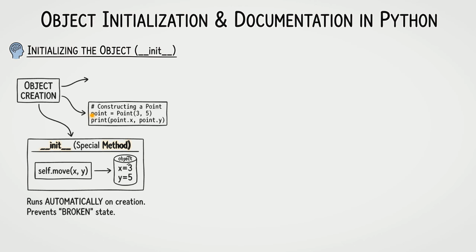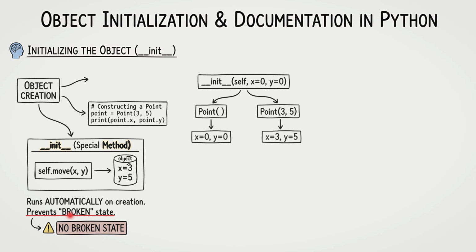When you write something like point equals Point(3, 5), Python immediately looks for the __init__ method. By putting the logic self.move(x, y) right inside __init__, we force whoever is using our code to provide those coordinates the moment the object is instantiated. This completely prevents that broken state. The object is immediately loaded with its data like x equals 3 and y equals 5.